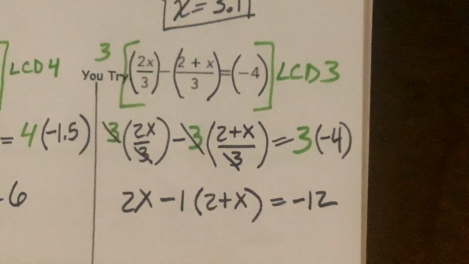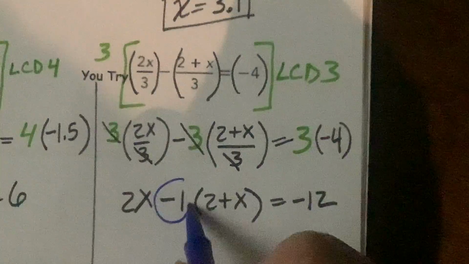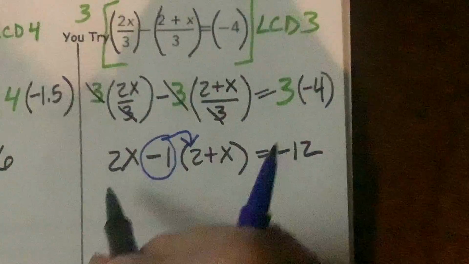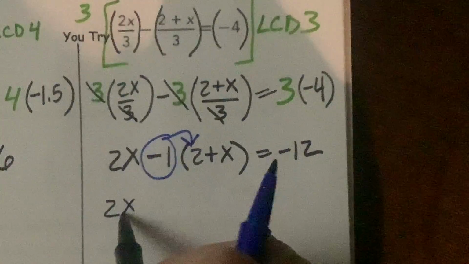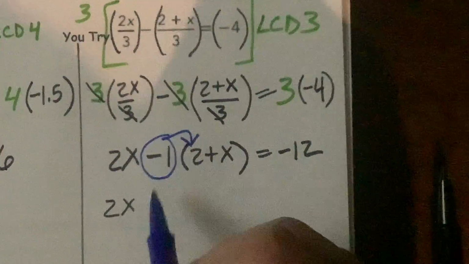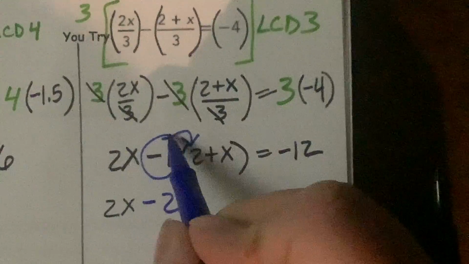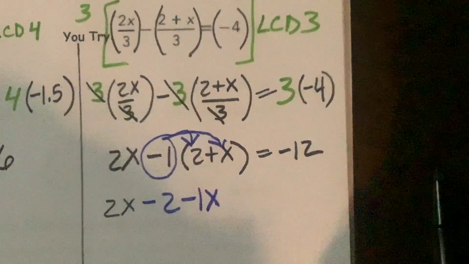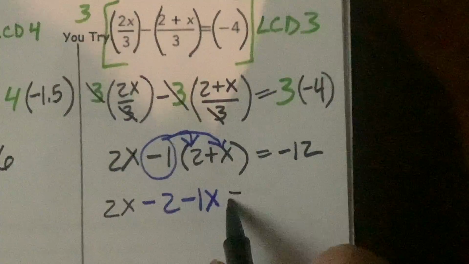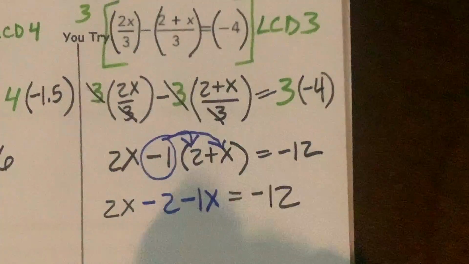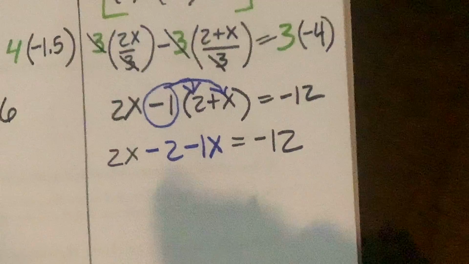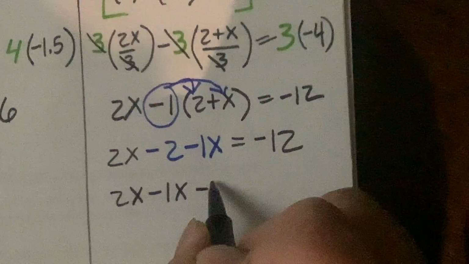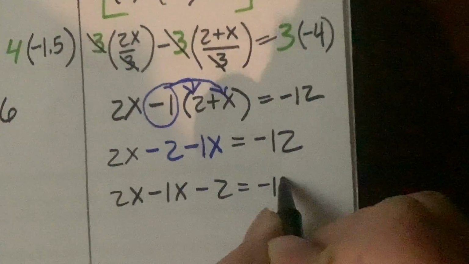Now, what do I have to do? I have to distribute this negative 1. Negative 1 times 2. Oh, I almost lost that negative 2x. That negative 2x comes down. Negative 1 times 2, minus 2. Negative 1 times x, negative 1x, equals negative 12. Now I got to move some stuff around so I can combine like terms here. 2x minus 1x minus 2 equals negative 12.